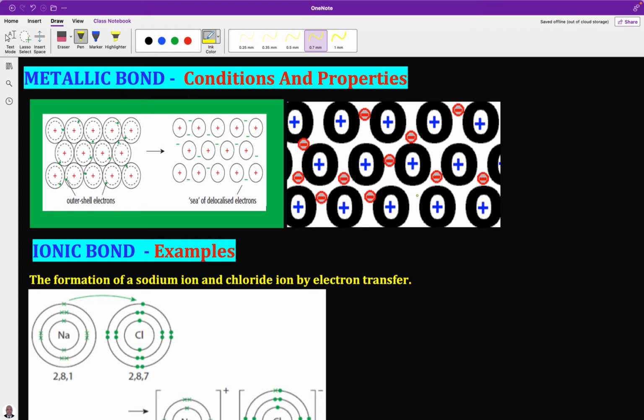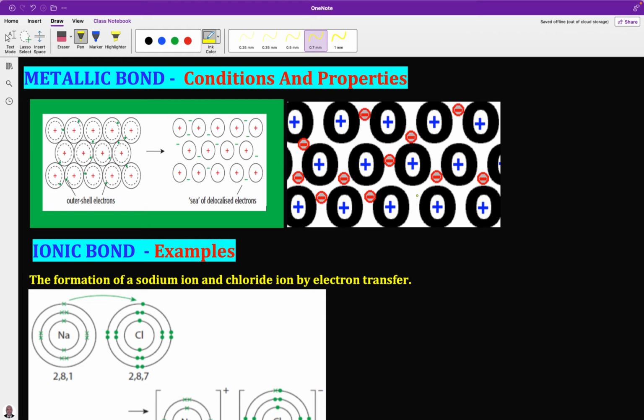And outside the nucleus is this sea of electrons in an atom. They are a sea of delocalized electrons. Remember, electrons are negatively charged. So this sea of delocalized electrons outside the nucleus of the atom is attracted to the nucleus. And when they are attracted, what happens? There is what we call an electrostatic force of attraction between the two oppositely charged ions. And that is what gives rise to the metallic bond.